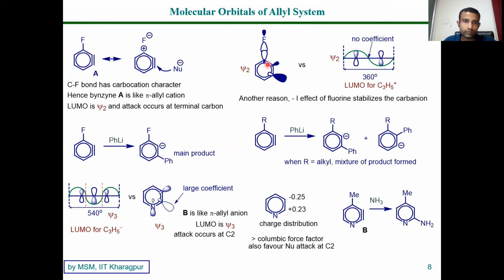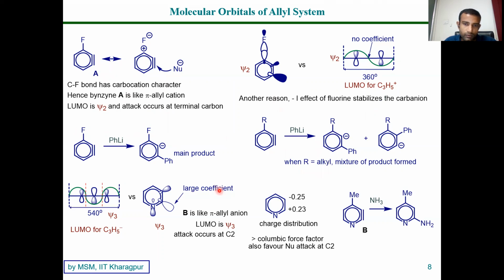So if we use this for this benzyne, we can think about this C-F bond as a partial carbocation, this type of vinyl carbocation. Partial, so overall it will be an allyl cation. So the allyl cation will be attacked by a nucleophile. Obviously, it will be attacked at the terminal carbon. So it will react here at this terminal, and the negative charge will come here. And also, because of this allyl cation, these two terminals are positively charged, so it is also coulombically preferred. Not only that, there is a fluorine atom which has a minus I effect, so that also stabilizes this carbanion intermediate. This is about the reaction of phenyl lithium with A. So this product forms exclusively.